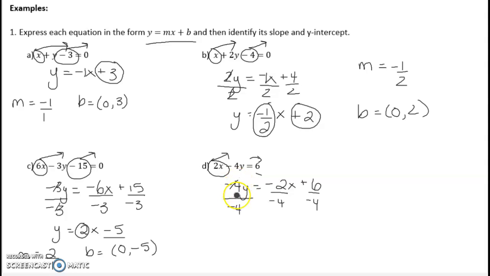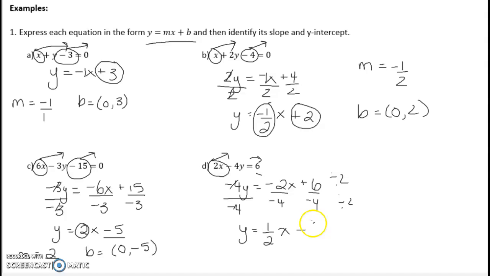Okay? Negative 4 divided by negative 4 gives us 1y. Negative 2 divided by negative 4, well, negative and negative make a positive. And 2/4 can be reduced to 1/2, an x. Positive 6 divided by negative 4 is going to give us a negative. And we're going to leave it a fraction, but we can reduce by dividing both of these numbers by 2, just to make it smaller.